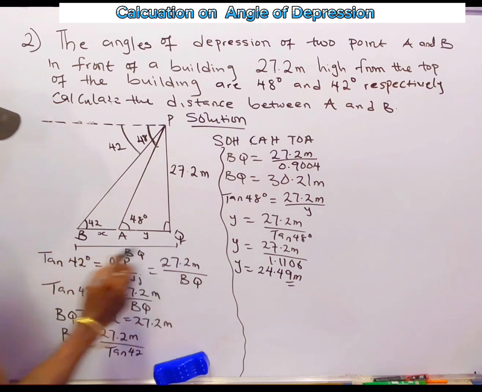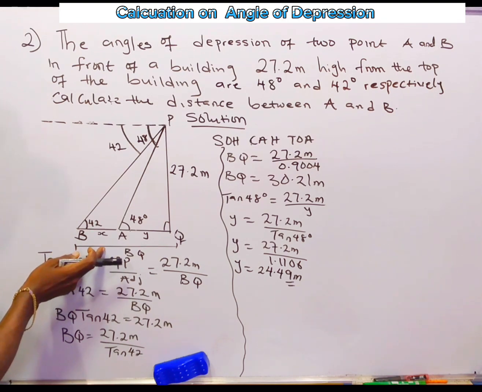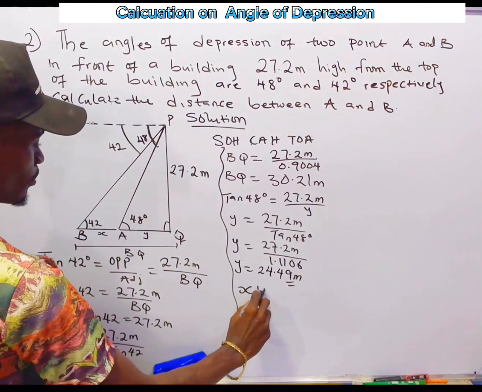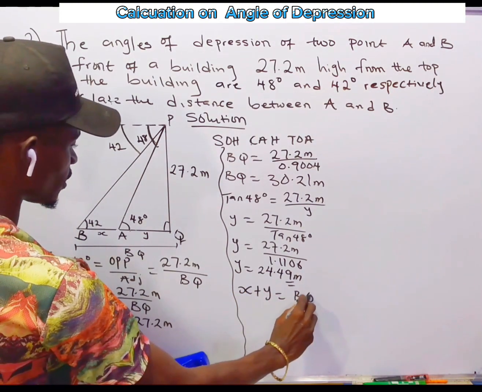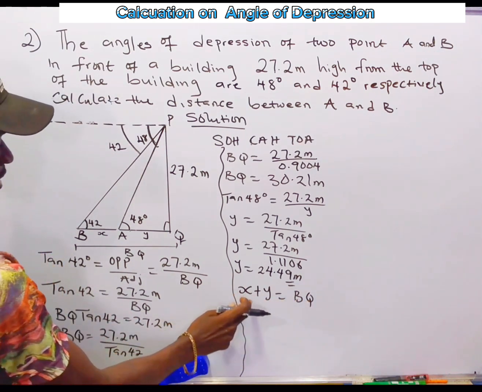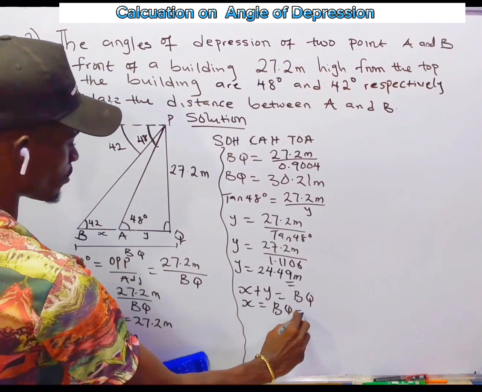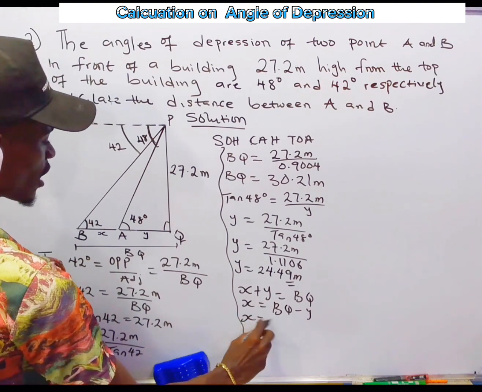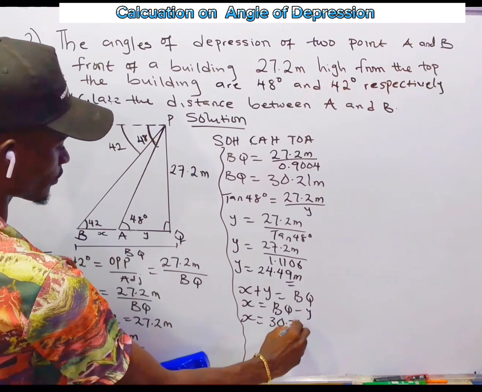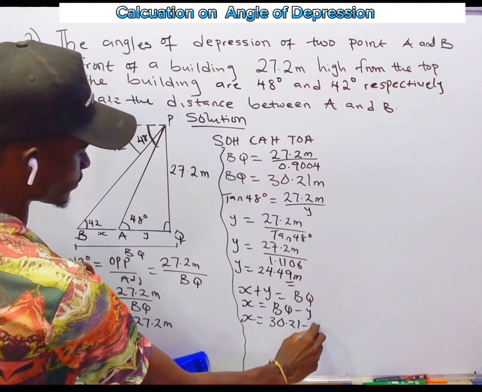So we've gotten Y and we've gotten all the lengths. To get x, which is part of BQ, x plus y is equal to BQ. So to get length x, we make x the subject. That makes x equal to BQ minus length y. What is our length BQ? Length BQ is 30.21, minus length y. What is our length y? Our length y is 24.49.